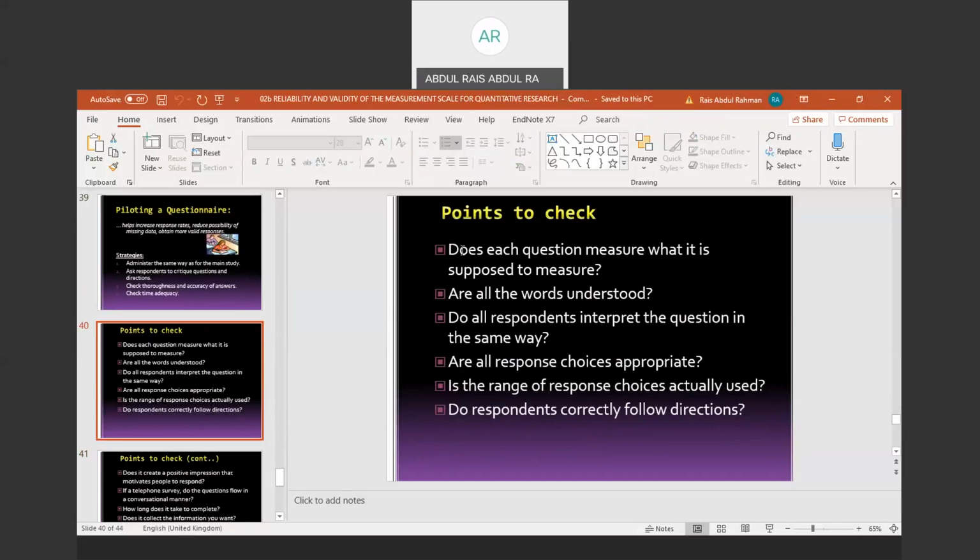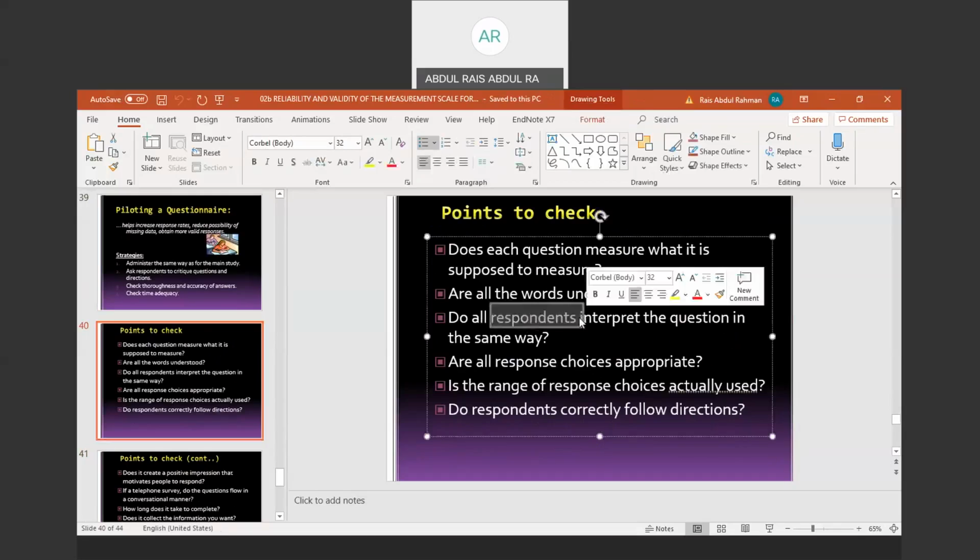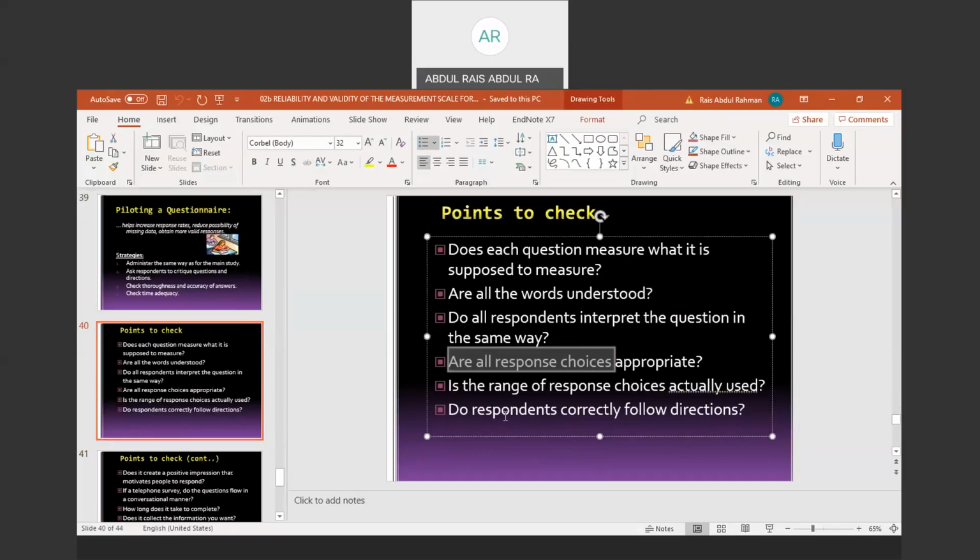Some of the points to check: does each question measure what it's supposed to measure? Are the words understandable? Do respondents answer the question the same or in different ways? Are the response choices appropriate? And do respondents correctly follow the instruction given? Adakah betul semua akan tick ataupun akan pangkah? It's important for you to brief them or give them explicit instructions so that they answer. Okay.